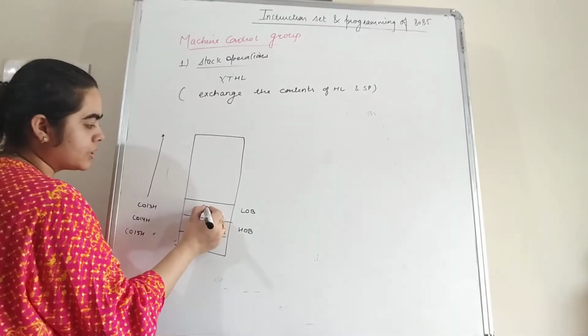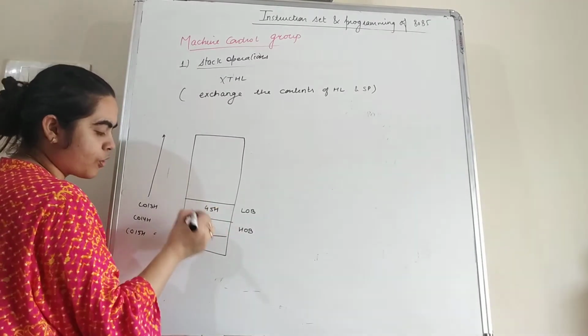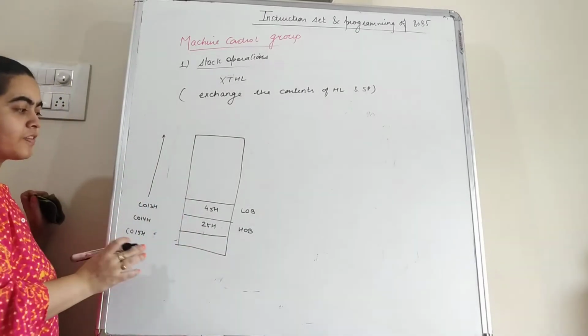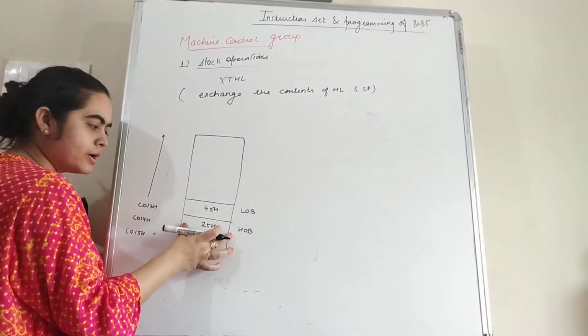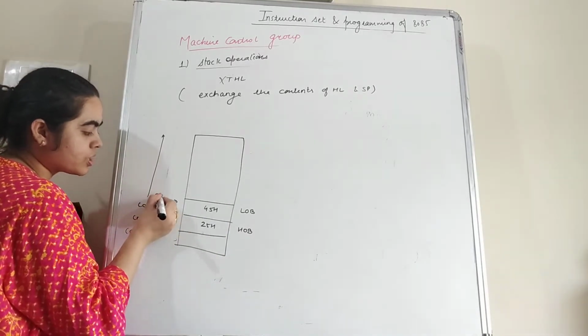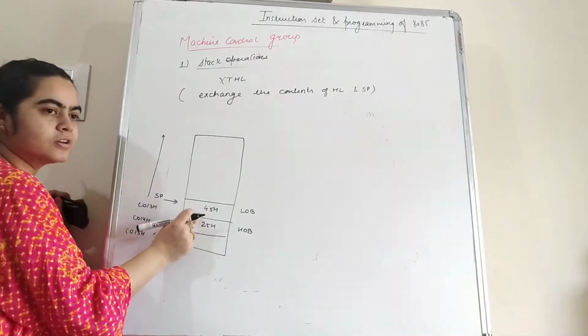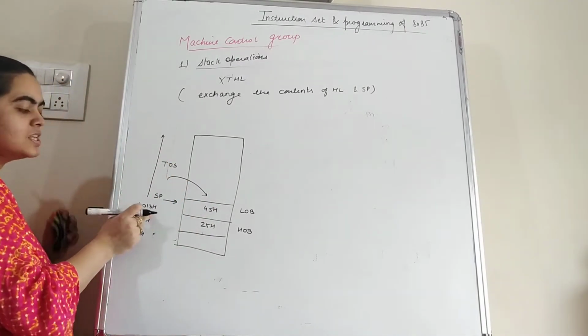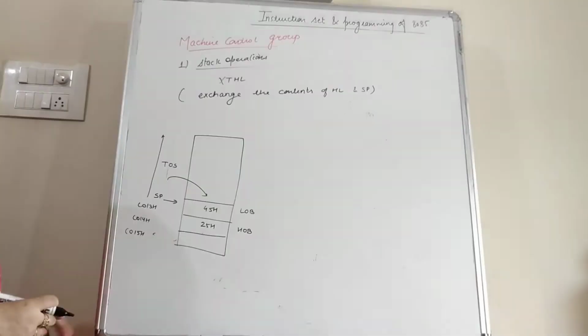So for example, this location is having contents 45H and this location is having contents already 25H. So if the contents are already present in the stack area, that means the current location of the stack pointer is always at the top of the stack. So the top of the stack is C013H in this scenario.